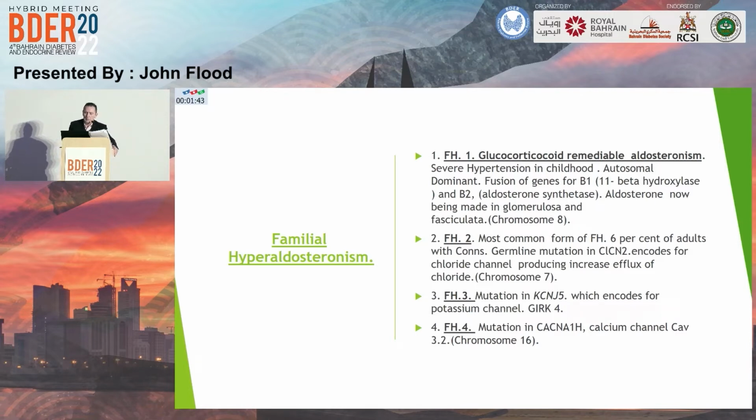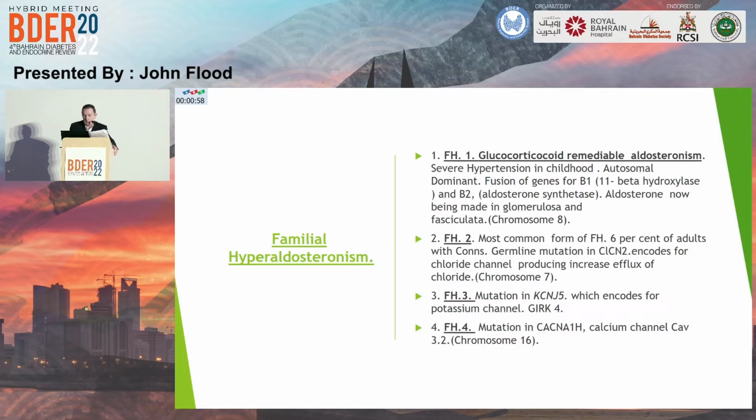We're going to spend a little bit of time looking at FH1 because it constitutes 6% of all causes of Conn's, and it's very commonly missed. It's a hybrid gene between B1, the 11-beta hydroxylase that makes cortisol, which is in zona fasciculata, and aldosterone synthetase, which is B2, in the glomerulosa, the outside layer. What happens is you fuse the 2 genes, and the control side is B1, and the synthesizing side is B2. So you're making aldosterone under the control of ACTH rather than under the control of the renin system. The next type is a chloride channel problem. We'll look at that in a minute.